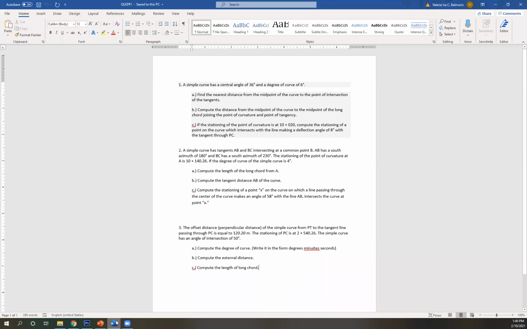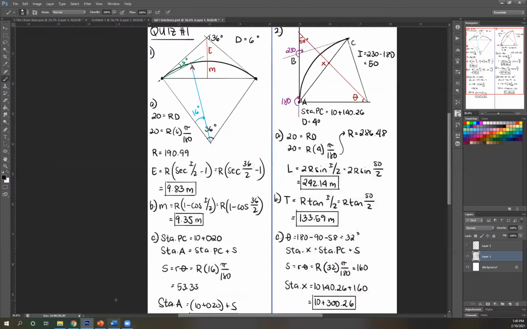Next, number 2. Letter B, compute the distance from the midpoint of the curve to the midpoint of the long chord joining the point of curvature and point of tangency. So point of curvature is this point. Point of tangency is this point, so this is your long chord. The midpoint of that to the midpoint of your curve is this length. That's what we're looking for. And again, if you're familiar with parts of your curve, that's just your M. So now we're looking for M.